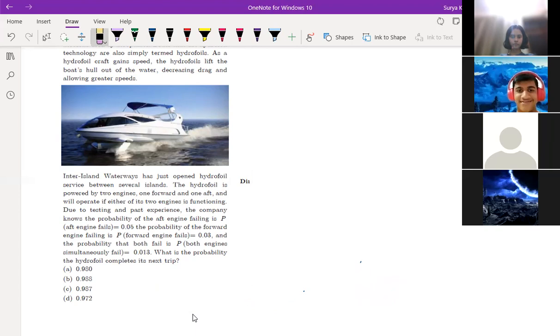Okay, here it is given: the hydrofoil is powered by two engines, one forward and one aft, and will operate if either of the two engines is functioning. This is the only line, so we should go for this. Yeah, correct. Then 1 minus 0.013. So the answer is this one. That is the line we should read here. If we do not read it, it's gone.